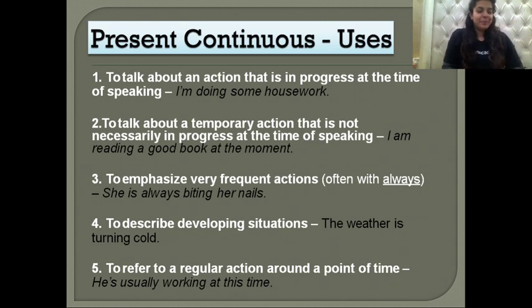Hi, Pachu. Good evening. Okay, so we are discussing about tenses and you can ask your questions.